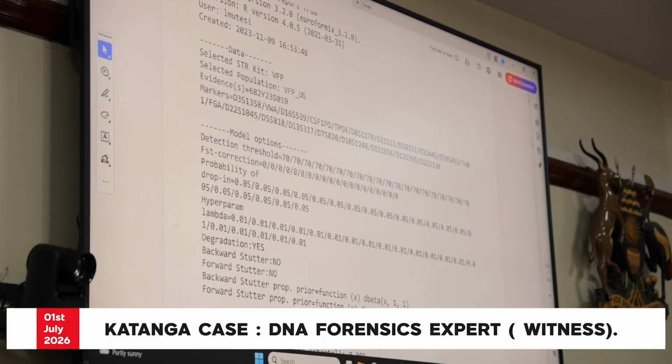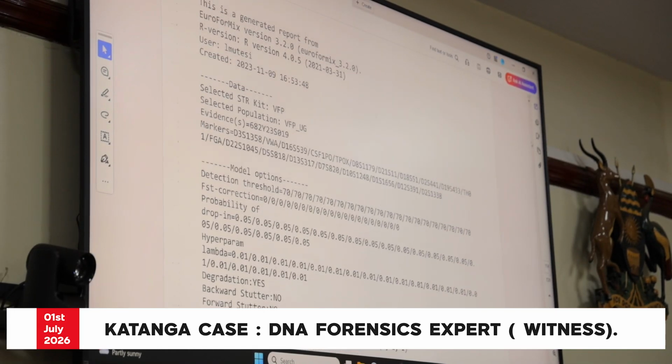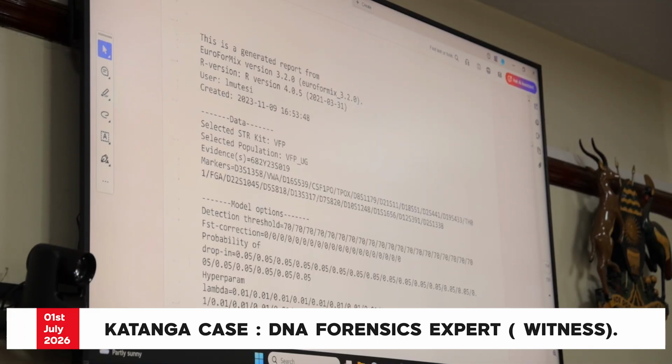Now, Ms. Hingley, let's first go up before you go to how the statistics are calculated. Explain to us the first paragraph of what we are seeing. Just read it and tell us what that means. So at the very top, it's confirming that the report was generated from Euroformics version 3.2.0.